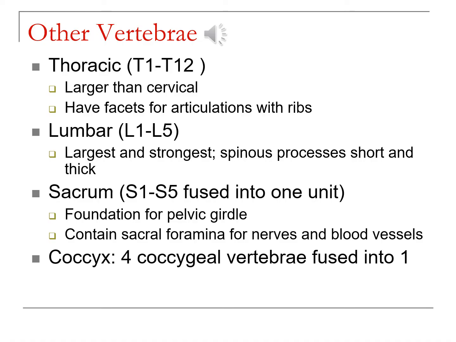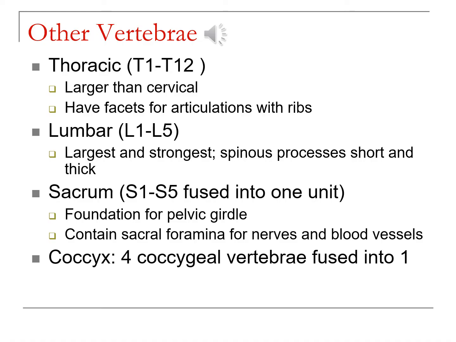Okay, so we have the thoracic, lumbar, sacrum, and coccyx. The thoracic vertebrae is from T1 to T12. They are larger than the cervical vertebrae and have facets for articulation with the ribs. That's why they are called your thoracic vertebrae because they have articulation points for the ribs that make up your rib cage. Your lumbar has 5 vertebrae, L1 to L5.